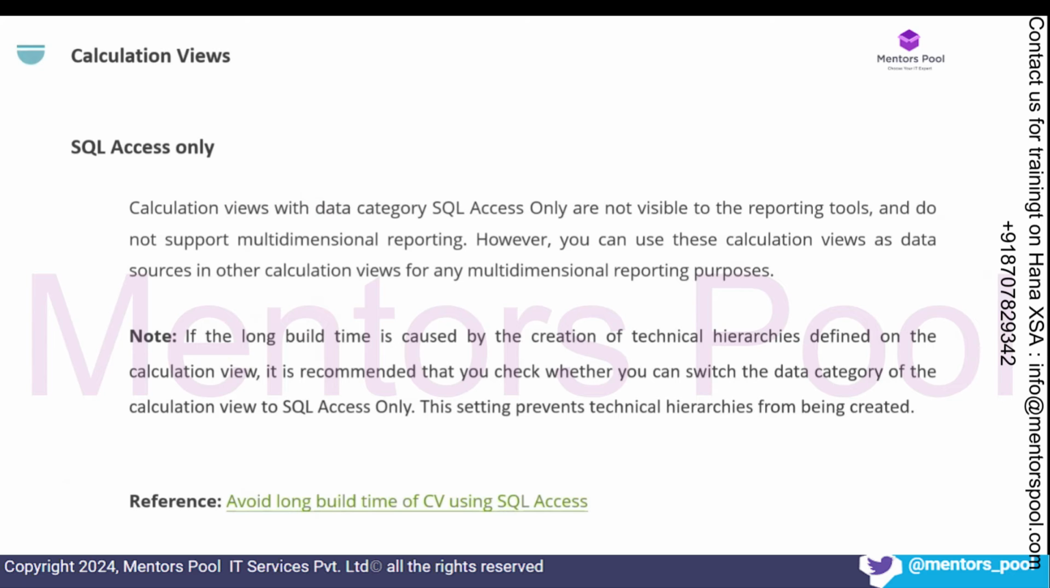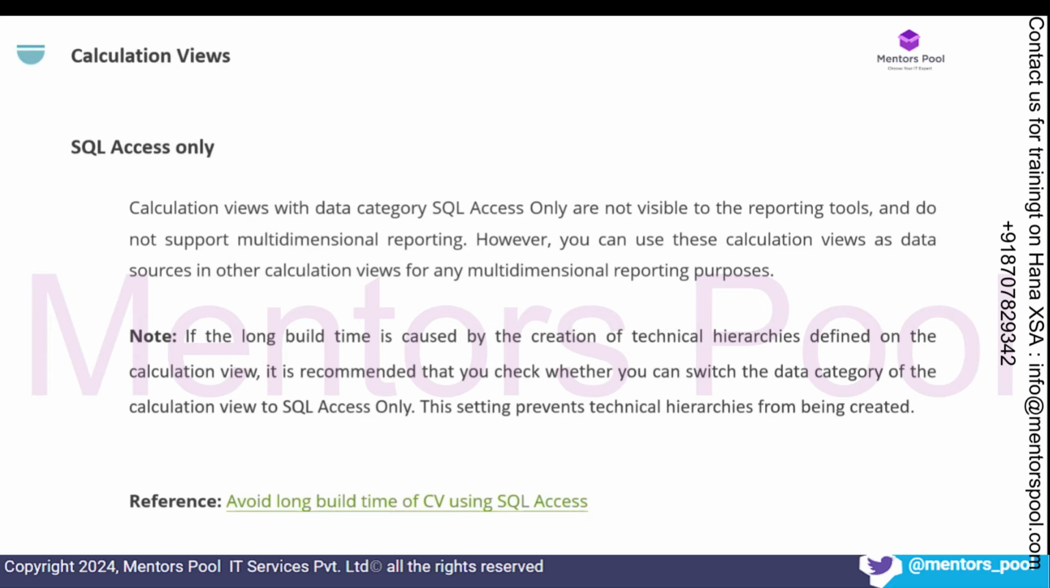So the SQL view, as per definition, a CV with data category SQL access only is not visible to the reporting layer and does not support multi-dimensional reporting. That's very clear, right? When you say it is not visible to any external reporting, it is only accessible within HANA, meaning you can use this view in another view, or use it in the DB Explorer like we did for any ad hoc purposes, but it cannot be consumed by any other reporting tool like SAC or Web Intelligence or even non-SAP tools.